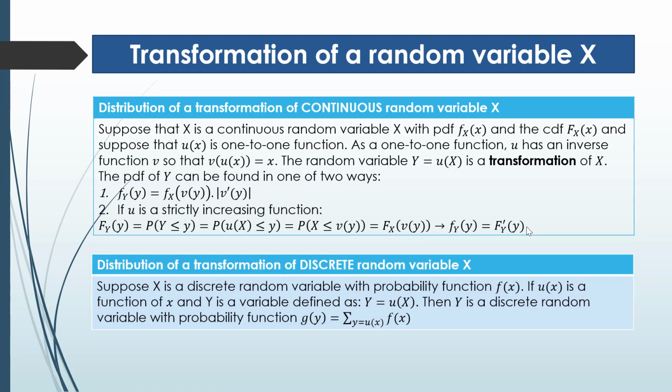For the discrete case, suppose X is a discrete random variable with probability function f(x). If u(x) is a function of X and Y is a variable defined as Y equal to u(x), then Y is a discrete random variable with probability function g(y), which is the summation of f(x) over x where y is equal to u(x).